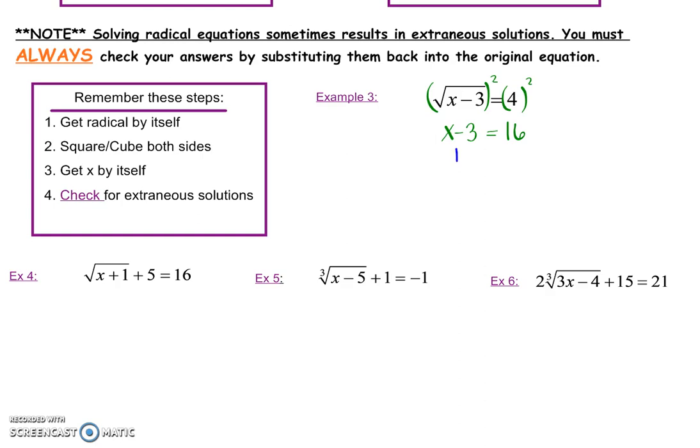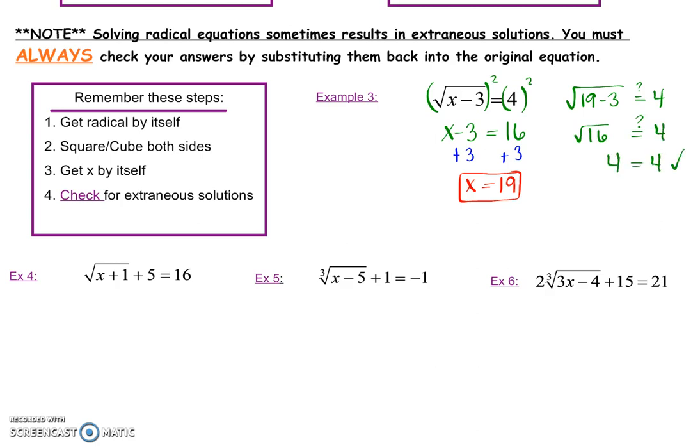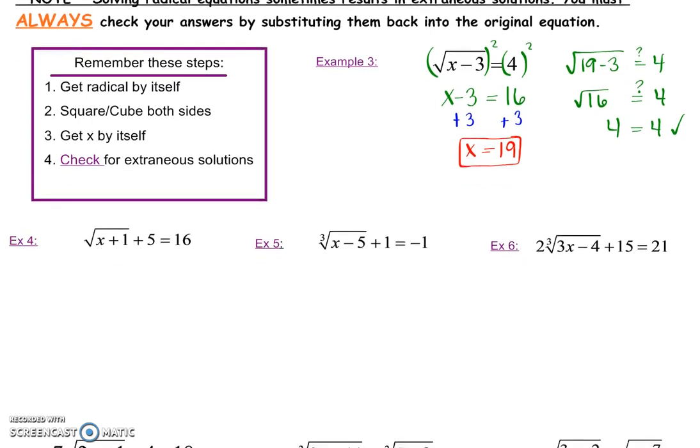Now we're going to solve for x. We're going to get x by itself. So we'll add 3. We get x is equal to 19. But let's go back and check real quick just to make sure it works. So I'm going to take the original function and I'm going to substitute 19 for x. I'm going to put a question mark here because I'm checking to see, is that true? So is the square root of 16 equal to 4? Yes, we know that the square root of 16 is 4, so 4 is equal to 4. Okay? So let's go down and let's try another one.